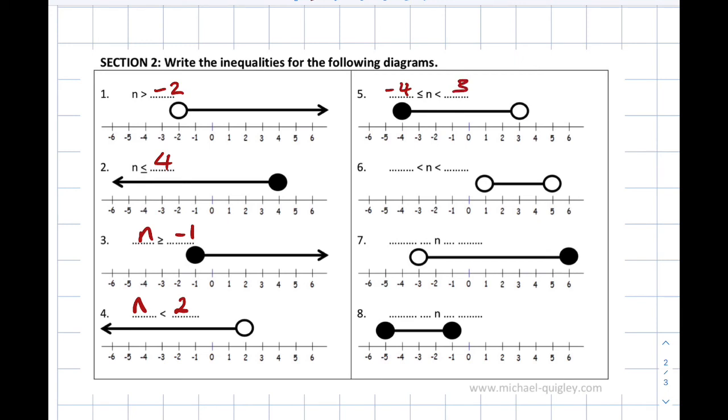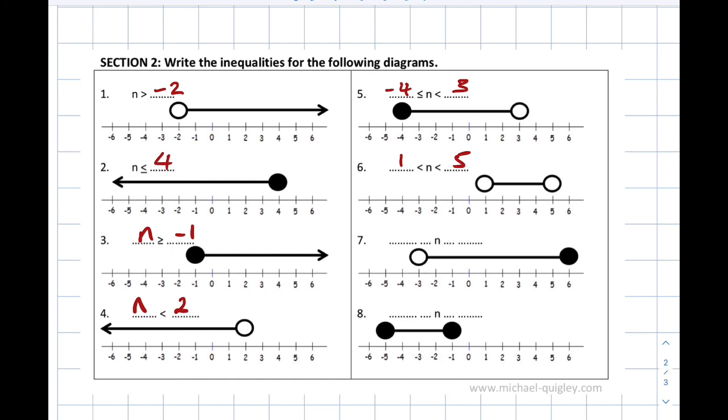Question 6, here we're looking at all the values between 5 and that 1, but not to include the 1 and the 5. And the way we read this is that n is less than 5, but n is also greater than 1. So n has got to be between 1 and 5.